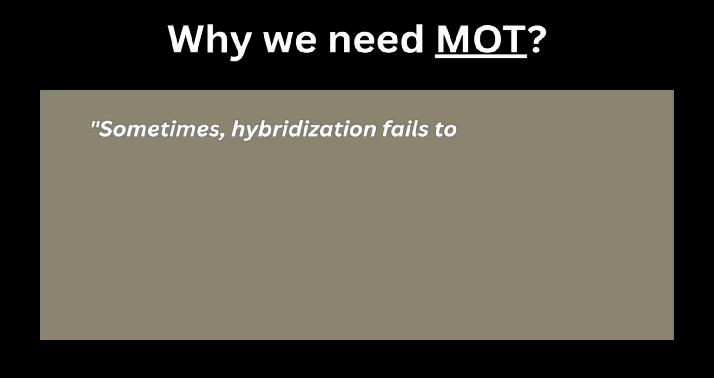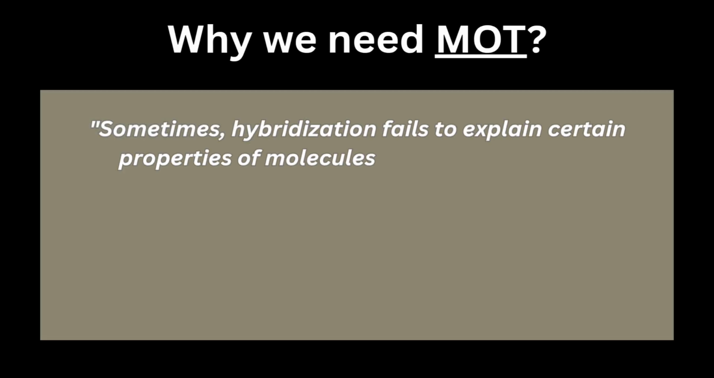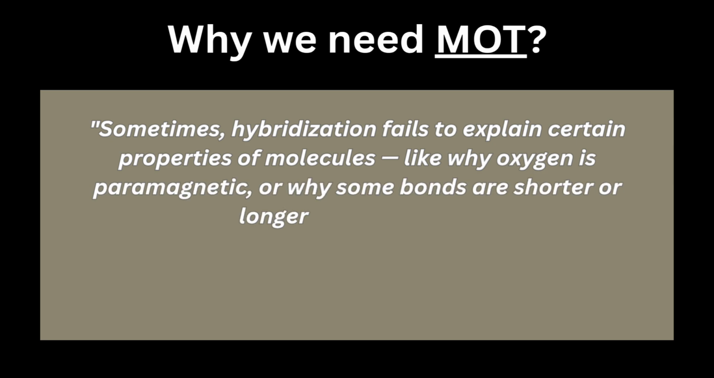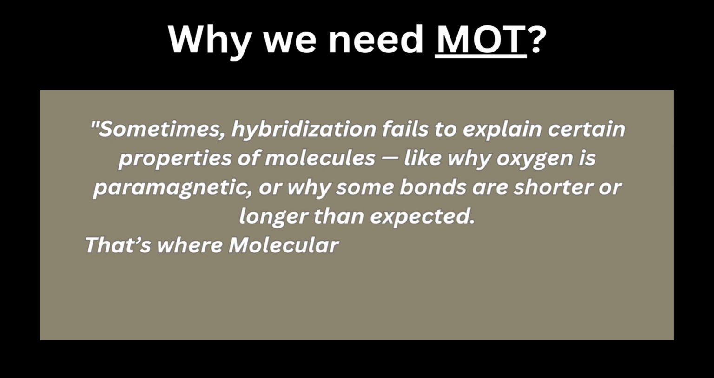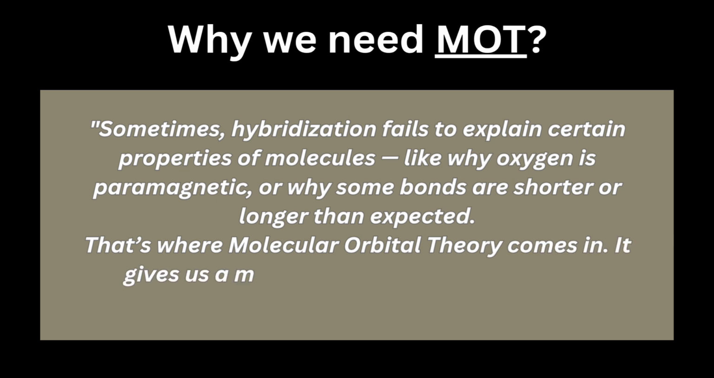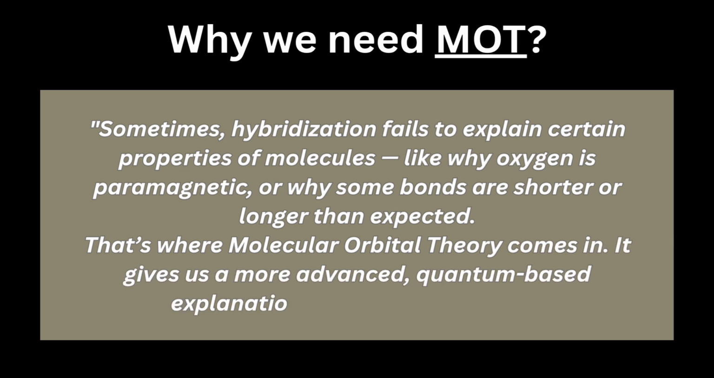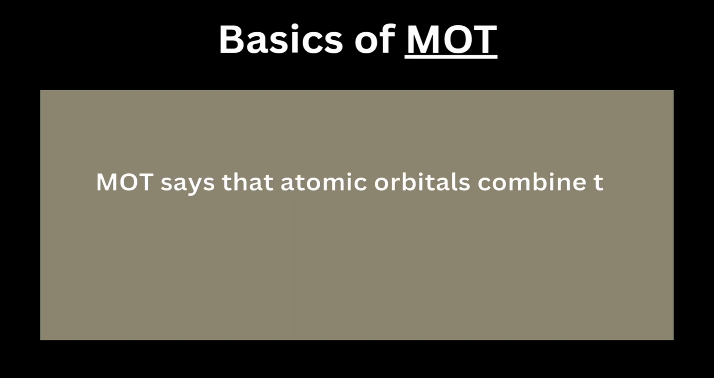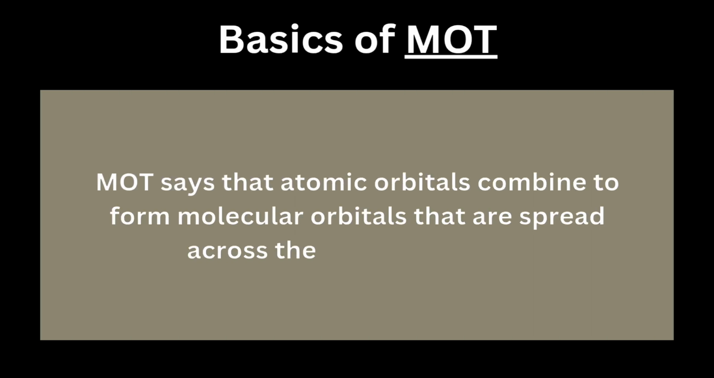Sometimes, hybridization fails to explain certain properties of molecules, like why oxygen is paramagnetic, or why some bonds are shorter or longer than expected. That's where molecular orbital theory comes in. It gives us a more advanced, quantum-based explanation of chemical bonding. MOT says that atomic orbitals combine to form molecular orbitals that are spread across the entire molecule.